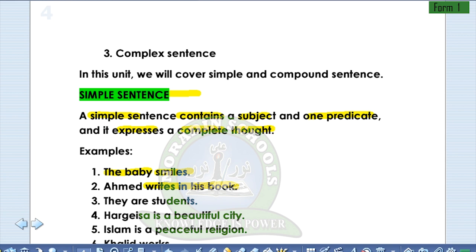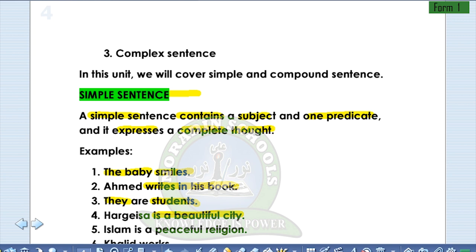The third sentence, they are students. They here is the subject. Students are the predicate. This is the verb of being, what they are. Hargeisa is a beautiful city. This is a simple sentence which has one predicate. Is a beautiful city tells us what situation Hargeisa is in. It tells us how beautiful Hargeisa is. So it's the predicate.